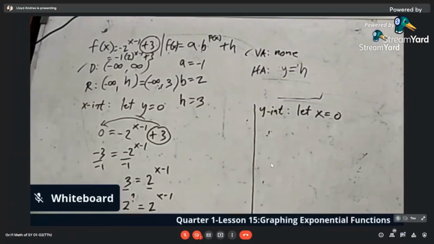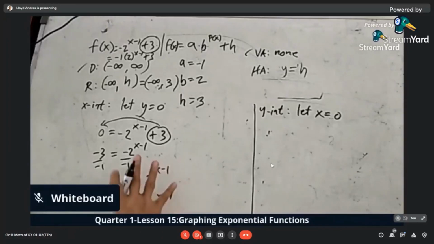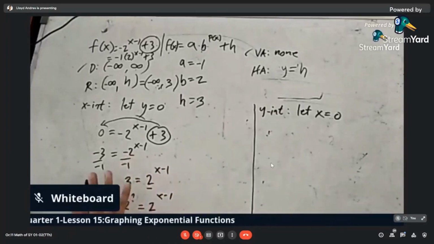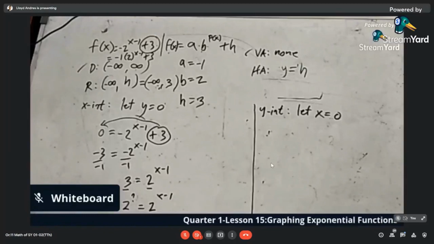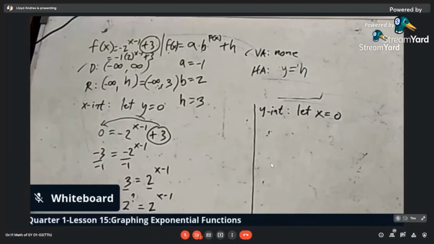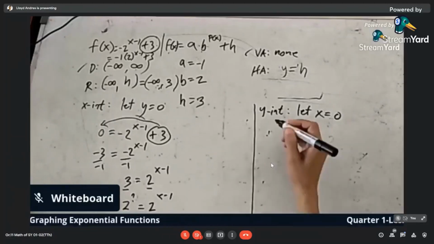So ipadayon na lang nato ni, dili lang sa nato i-solve si x-intercept diri, kay wala pa man na discuss si logarithmic equation. Kay ang solution ani is logarithmic equation. So balikan na lang nato ni pag ma-discuss na si logarithmic equation. So bali na lang sa ta for the meantime kay y-intercept.